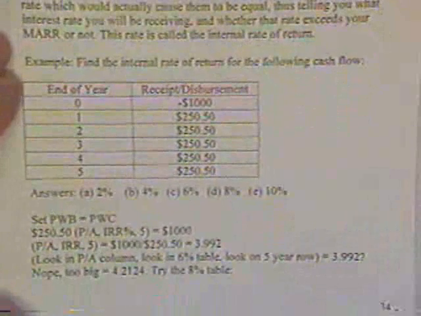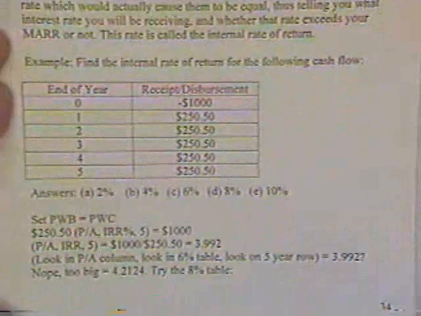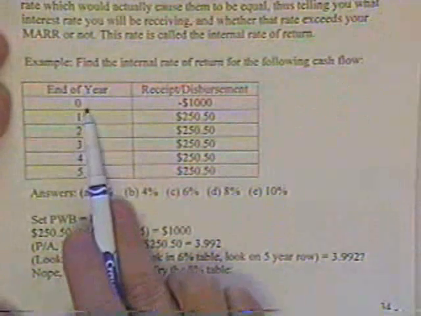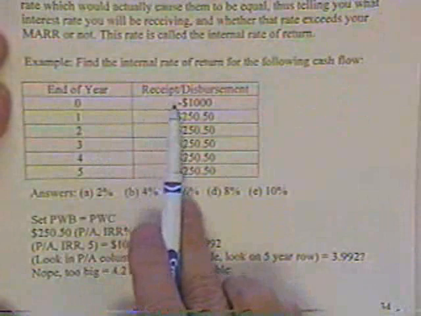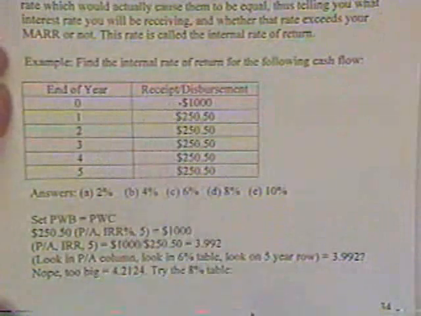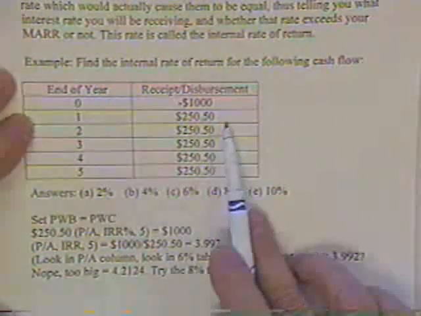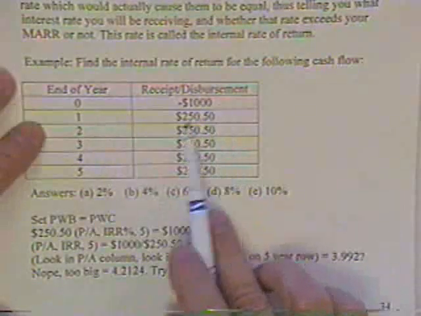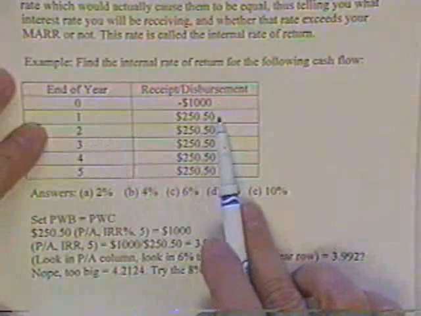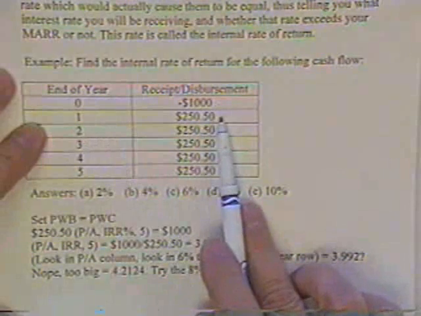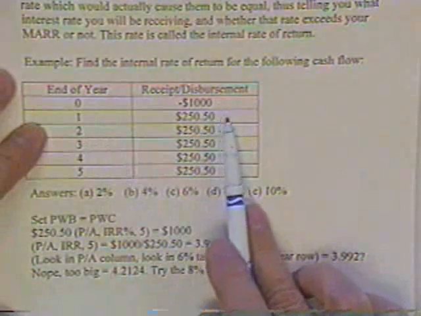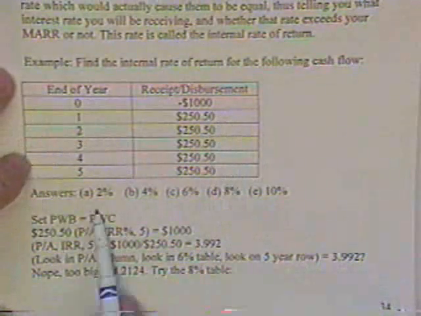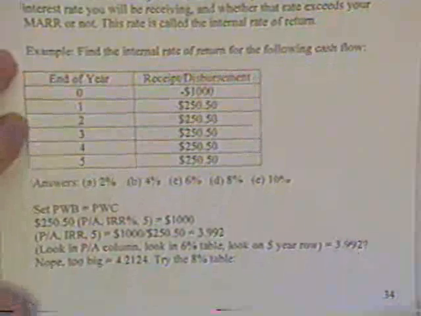So as an example, find the internal rate of return for the following cash flow. Well, at the end of year zero, the beginning of the investment, you disperse $1,000 for your investment. At the end of year one, you take $250 out, or he pays you back $250, and another. The answer is one of these numbers here.